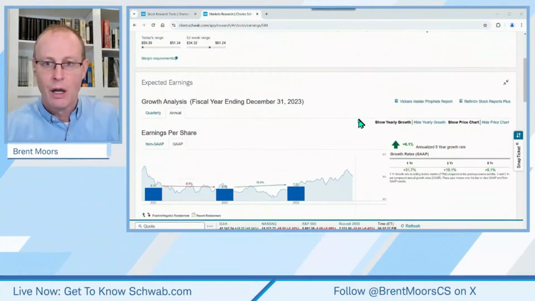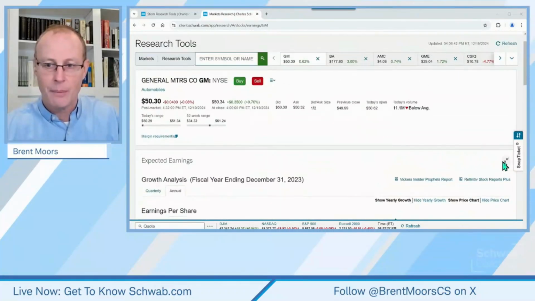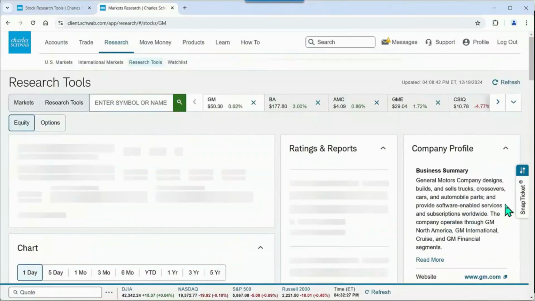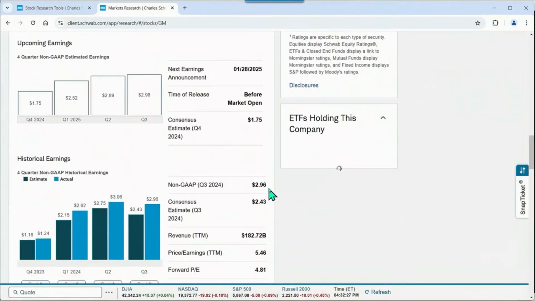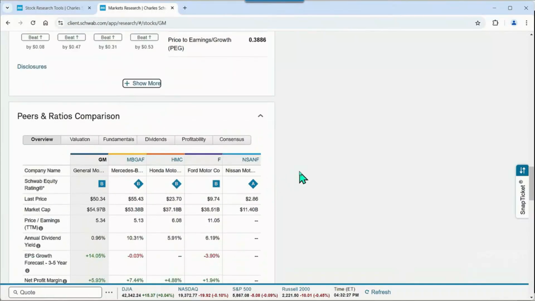Okay, let's move forward. And let me get out of here. So I'm going to click on my little double arrow there. Okay, and we're going to go down. Now, below earnings, this is another area with some good info.